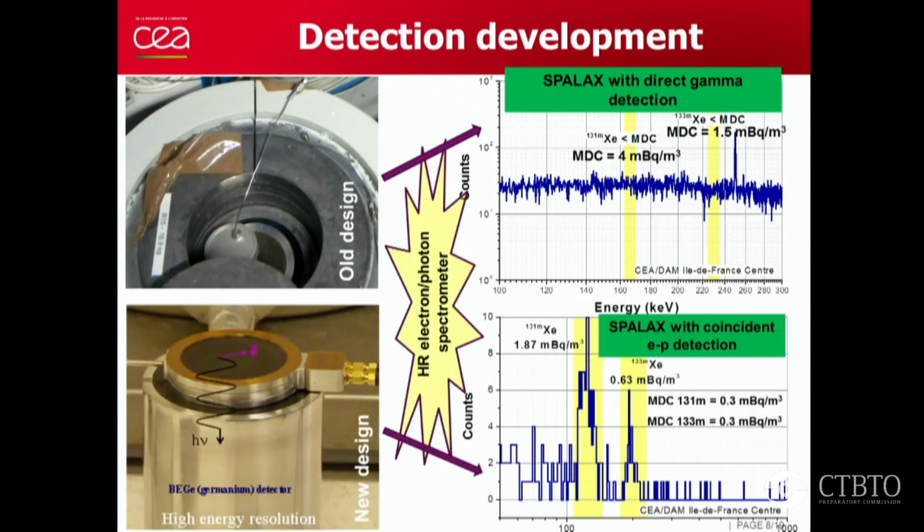So the new generation of detector is a high-resolution electron-photon spectrometer with a gas cell with two faces of silicon PIN that enable to detect electrons, and we keep the high-resolution gamma spectrometer, the germanium detector. That allows coincidence detection of conversion electrons and photons emitted by the sample. And as you can see, for the same sample, we have a clear signal in such a case, and we have a quite good MDC, close to 0.3 millibecquerel per cubic meter.